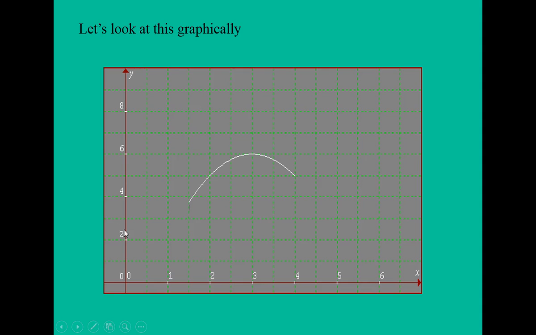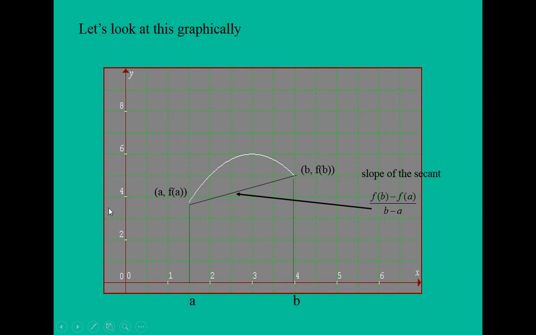Looking at this graphically, as we did on the previous slide, that would be the slope of our secant line. And we have to have a tangent line someplace between a and b that would have the same slope as the secant line.